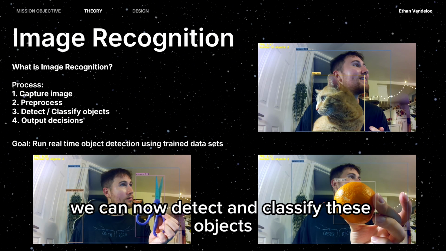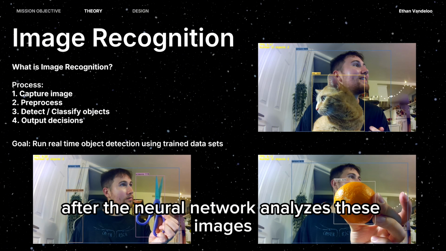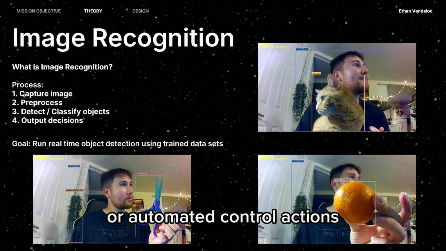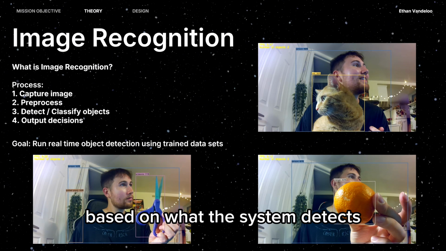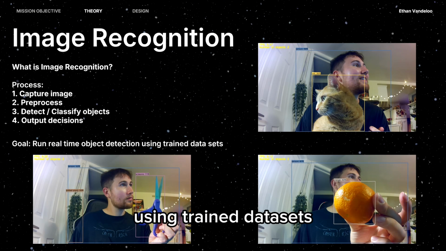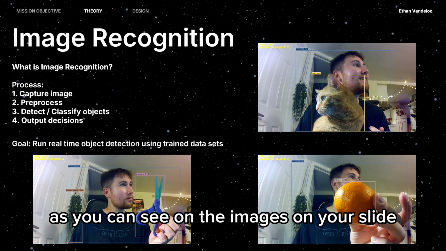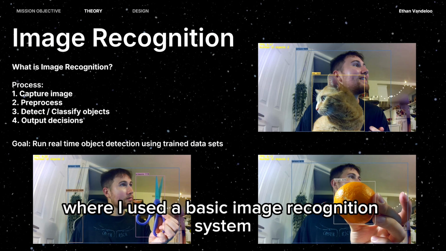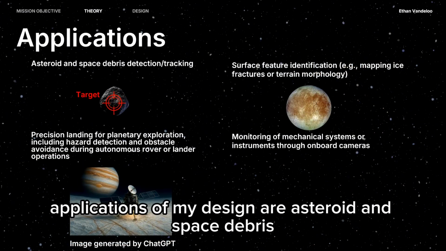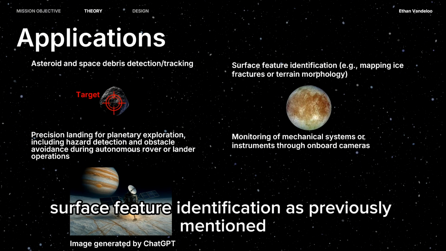Now that the image is clear, we can now detect and classify these objects. After the neural network analyzes these images, it can now output the results. This can include labels, bounding boxes, or automated control actions based on what the system detects. Overall, the goal is to run real-time object detection using trained datasets, as you can see on the images on your slide, where I used a basic image recognition system to detect images such as scissors, orange, and my cat Pumpkin.